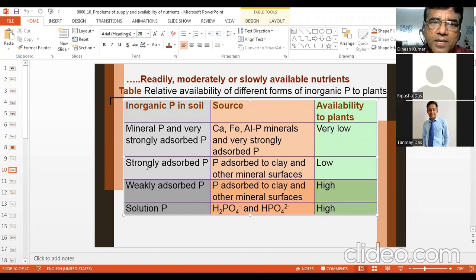Then the number 2 category is strongly adsorbed P. P adsorbed to clay and other mineral surfaces. So availability is low. Weakly adsorbed P: P adsorbed to clay and other mineral surfaces, and availability is high. And then solution P, H2PO4, HPO4, it can be very high. I can put it as very high availability to the plants from the solution P.